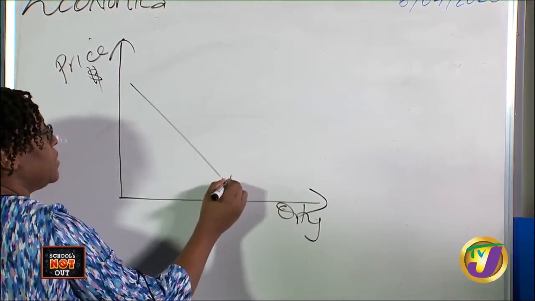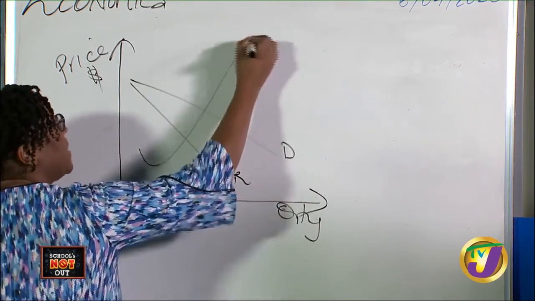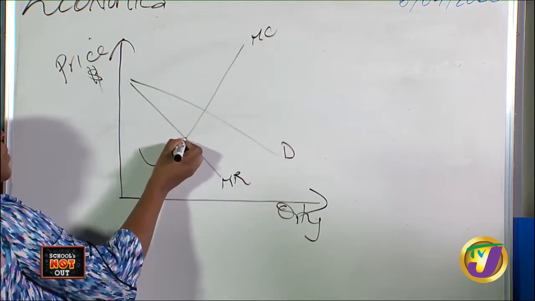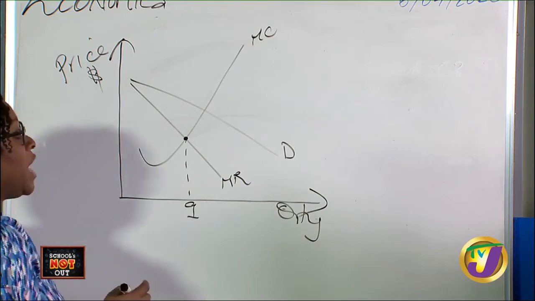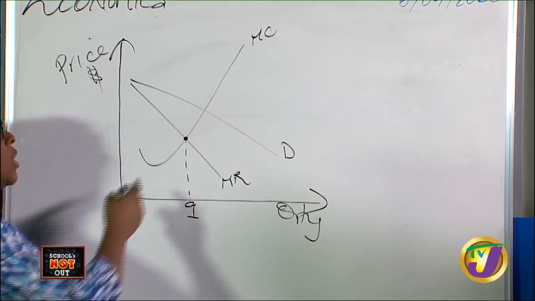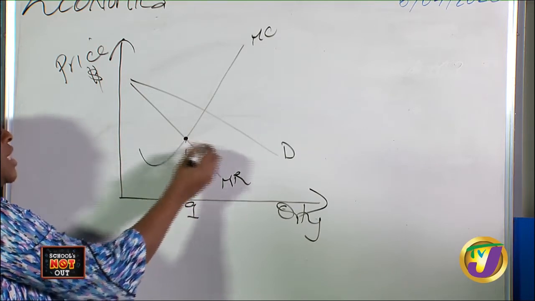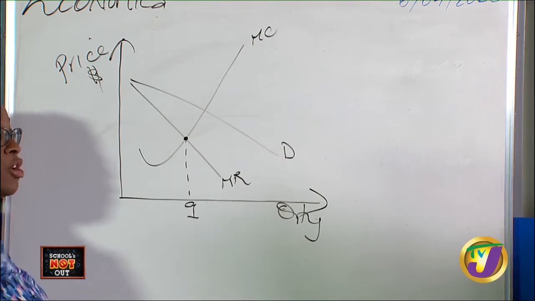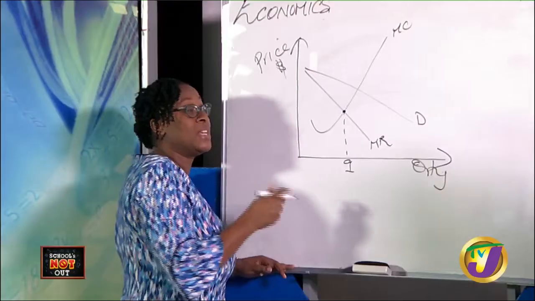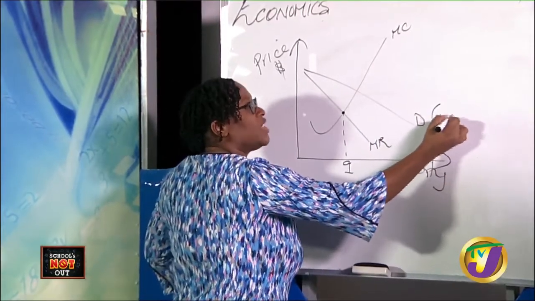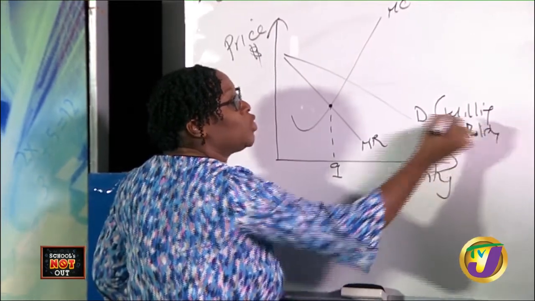Downward sloping marginal revenue curve and demand curve. Profit maximization occurs where marginal cost is equal to marginal revenue. However, in this market structure, they do not charge this price; they charge a price that's associated with the demand curve. Because remember, we said some weeks ago that demand represents what?